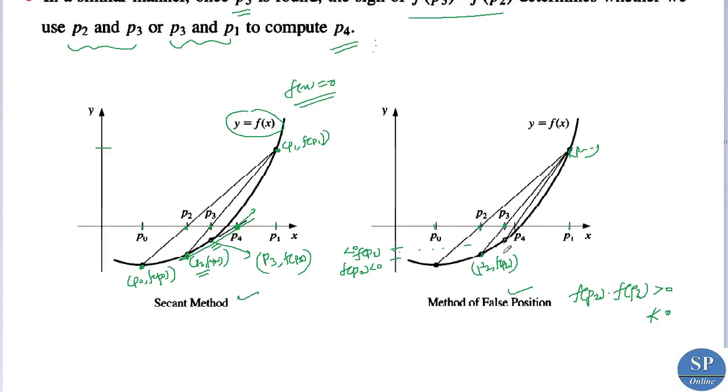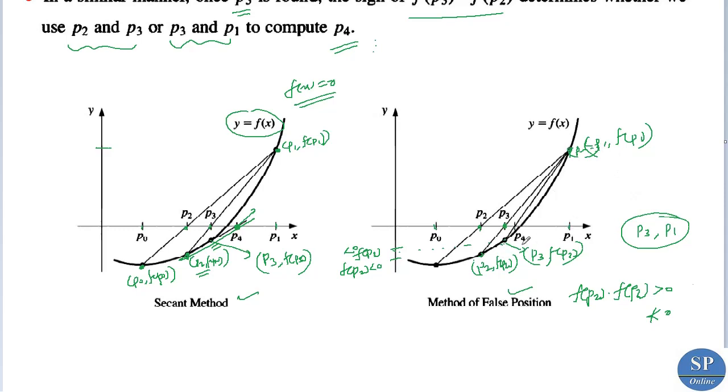So we are ignoring the point P2 to find P4. That is, we are using P3 and P1 to find P4. P1 is actually this point, P1 comma f of P1, and this point is P3 comma f of P3. We are ignoring P2 because f of P2 and f of P3 are less than 0, that is, of the same sign. So we can use P1 and P3 to find P4.